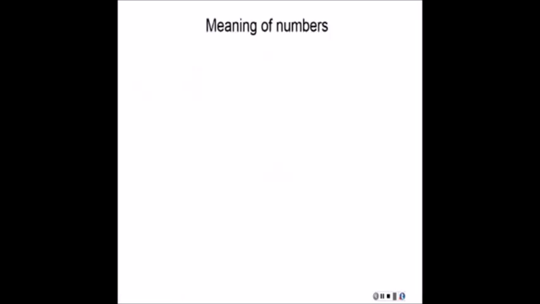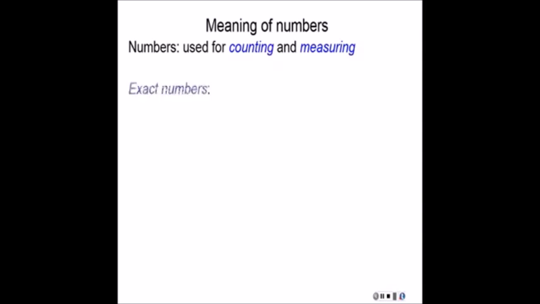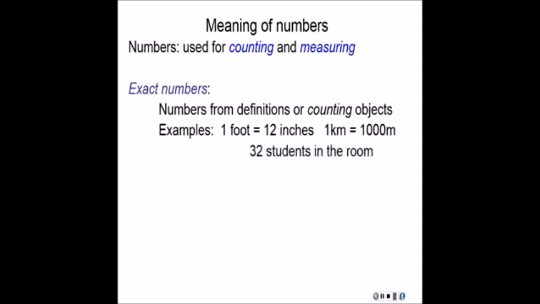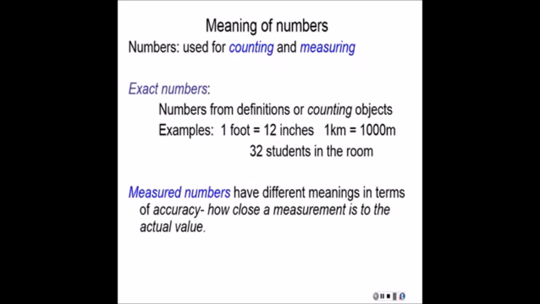Okay. Next topic is the meaning of numbers. Well, numbers are used for 2 different things. They're either counting or measuring. And we actually view numbers differently when we do this. An exact number is a number that's derived from definitions or from counting objects. And here are 3 examples. 1 foot to 12 inches and 1 kilometer to 1,000 meters are examples of definitions. 32 students in the room we get from counting objects. So whenever we count objects or use definitions, there's no such thing as accuracy with these numbers. But with measured numbers there is.